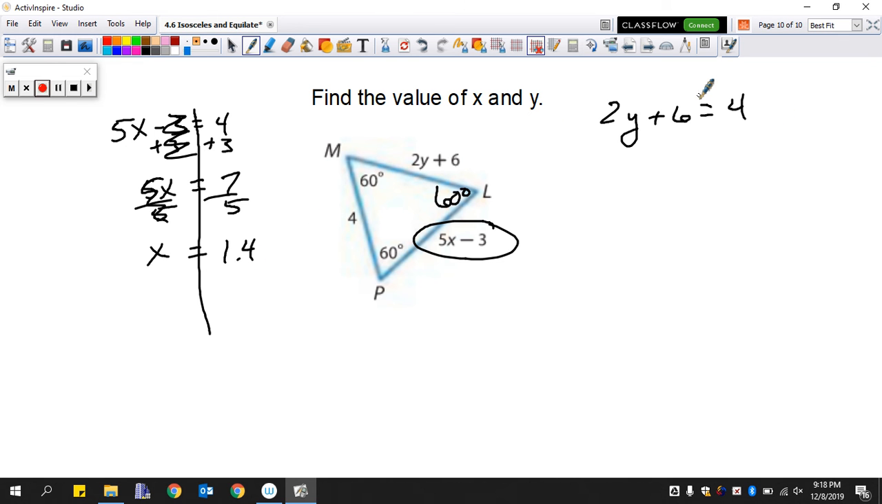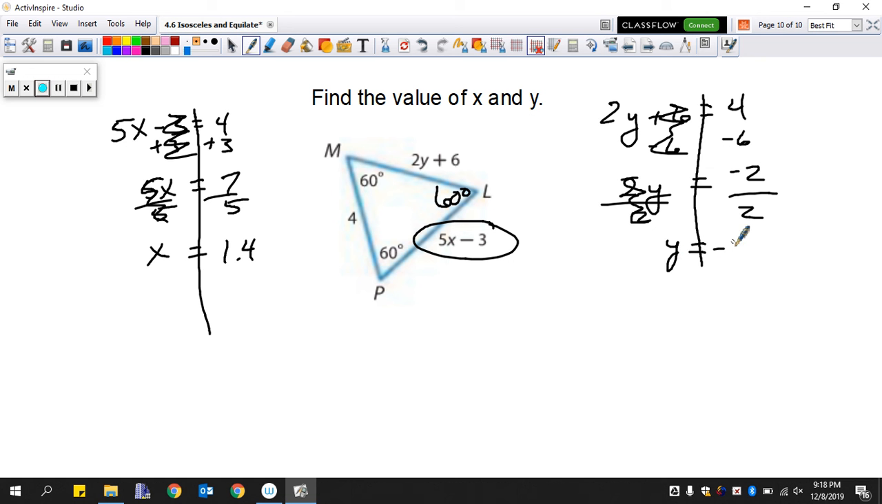All right. When we do the other side, we're going to subtract 6 from both sides. We end up with 2y is equal to -2, divided by 2, and y is going to be equal to -1.